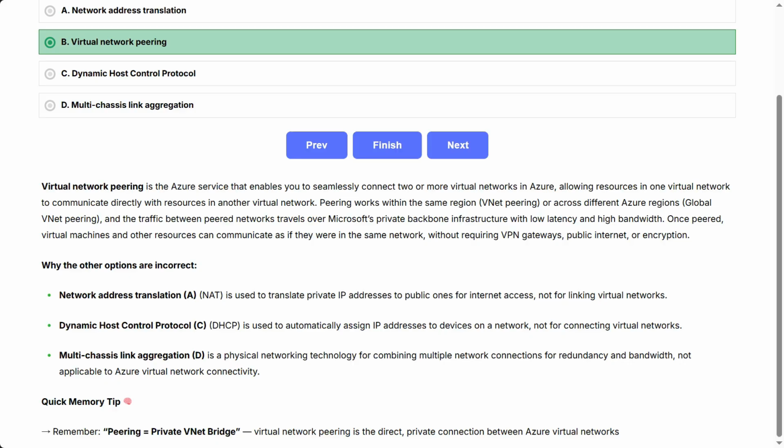Multi-chassis link aggregation, D, is a physical networking technology for combining multiple network connections for redundancy and bandwidth, not applicable to Azure Virtual Network Connectivity. Quick memory tip. Remember, peering equals private VNet bridge. Virtual network peering is the direct private connection between Azure virtual networks.